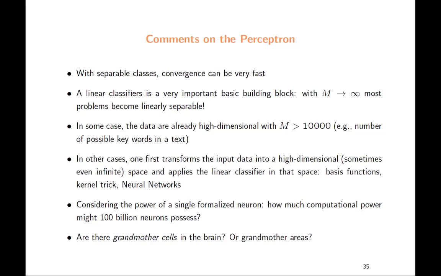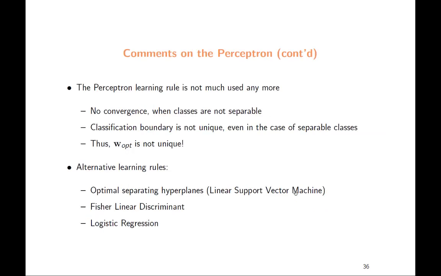Also consider how powerful a single neuron is, and the brain is high-dimensional. Typically, a neuron has 1,000 or 10,000 inputs. How much computational power can 100 billion neurons really possess? So this is really one neuron only. Sometimes a single neuron, if it classifies cat or non-cat or grandmother or non-grandmother, is called a grandmother cell. So one neuron might be responsible for one particular item in your world.